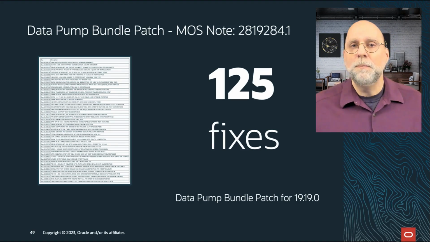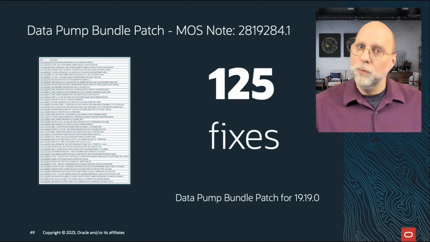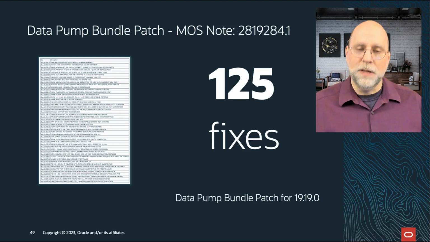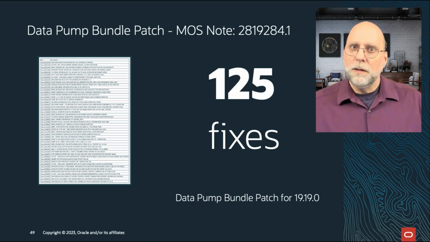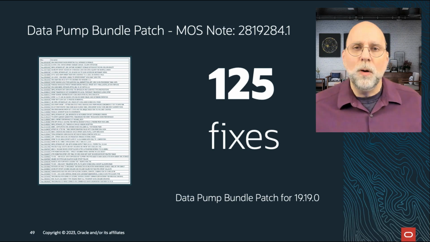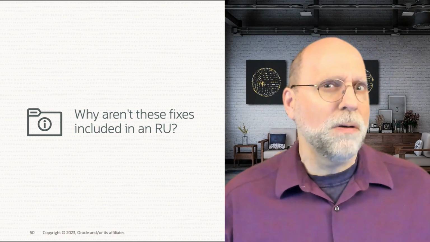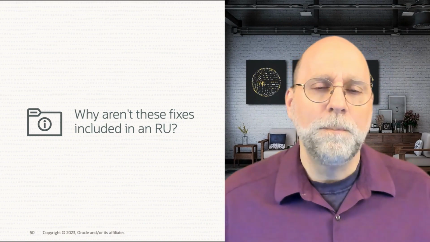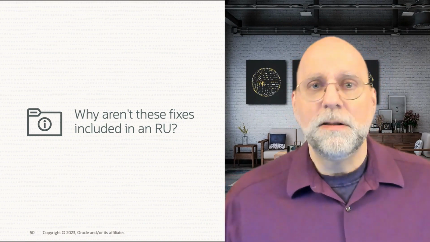So this Data Pump bundle patch for 19.19, which is the most recent release update as of this recording, that one had 125 fixes in it, all tested together, integrated so that you can apply them with confidence. And they're very important fixes, so you might be wondering, well, if they're so important, why aren't they in the release update? The reason for that is simple.